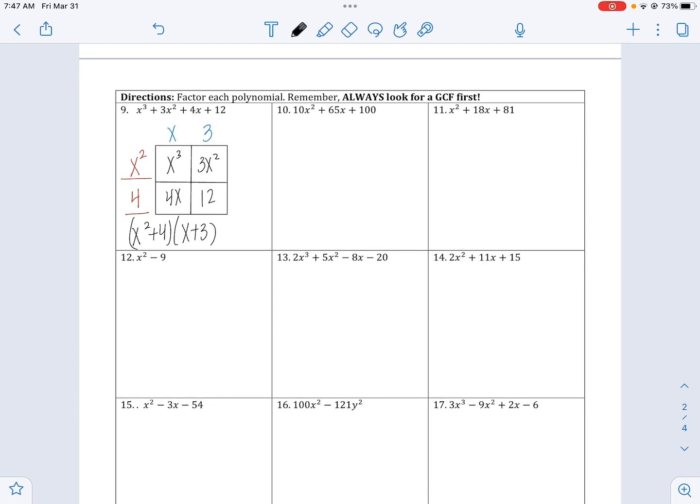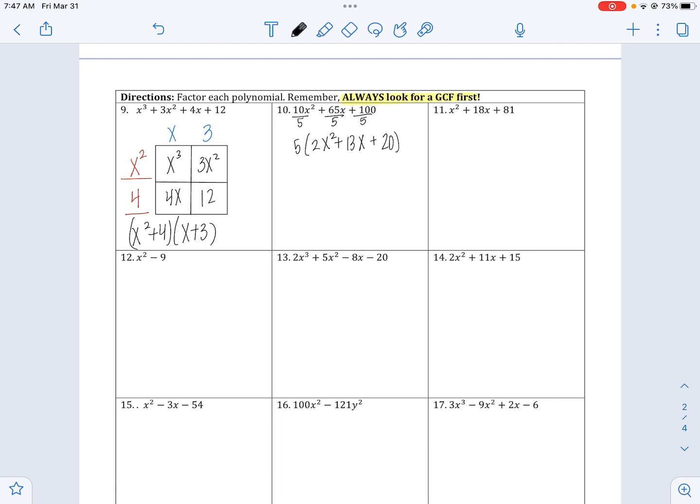Number 10, it has 3 terms. We have to first look for the GCF, and I put that in bold, okay? Just refer back to your diagram. We're going to go ahead and divide everything by 5. That is our GCF. 10 divided by 5 is 2x squared plus, and then we do 65 divided by 5. If you don't know what that is, you put it in your calculator and you get 13x plus 100 divided by 5. You get 20.